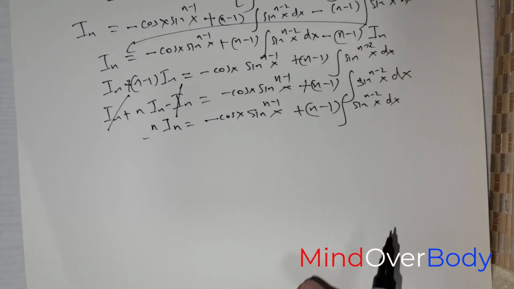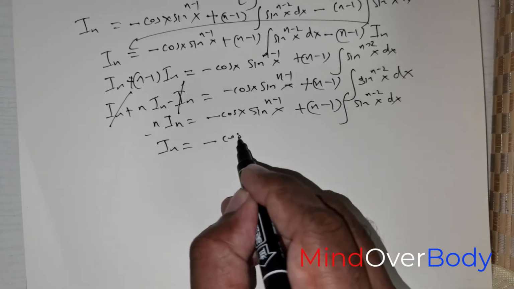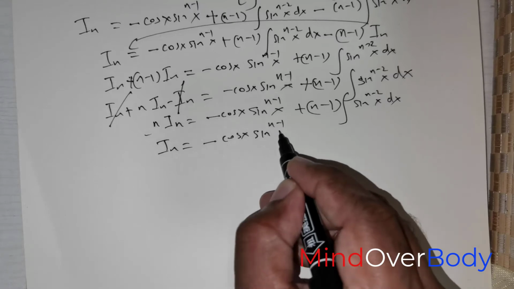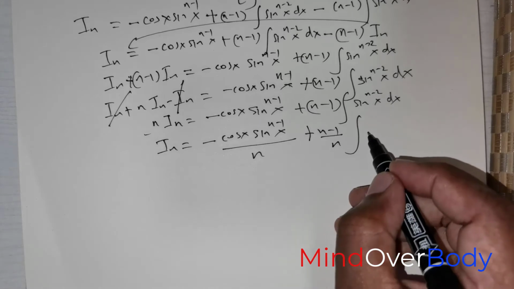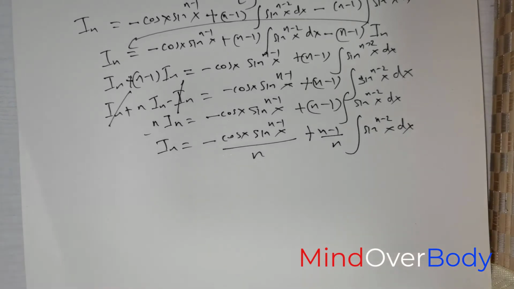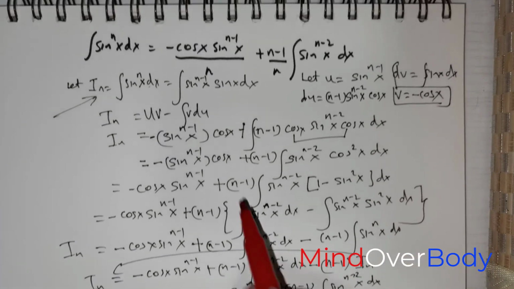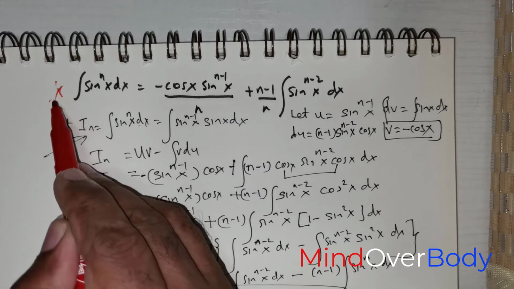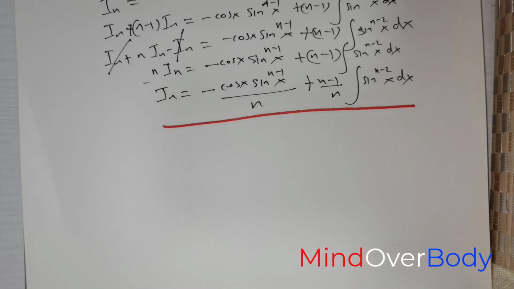Now what we can do is we can push the n down. So this is going to be I suffix n is equal to negative cos x sine raised to the power of n minus 1 x divided by n, positive n minus 1 over n integral sine raised to the power of n minus 2 x dx. Now clearly you can see this is exactly what we have started with. You see this formula? This is exactly what we have got. So hence the proof is complete. Students, we will move on to the next question.